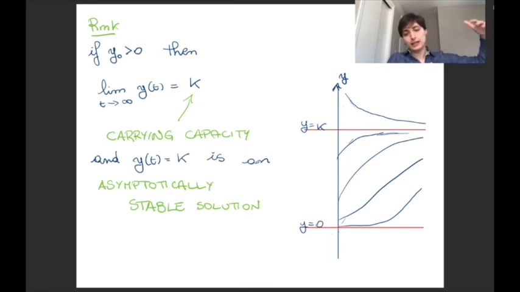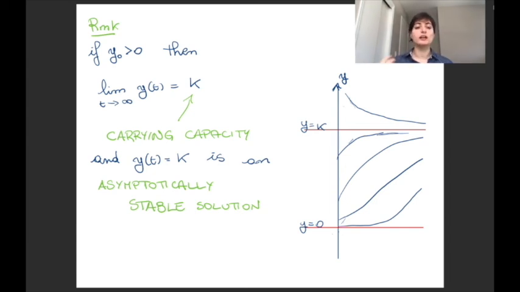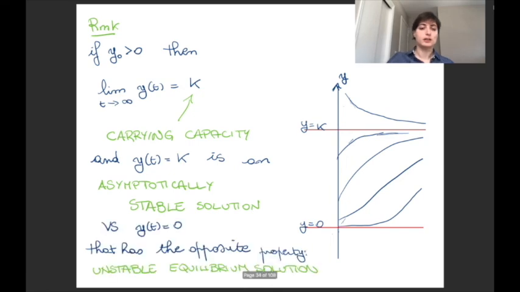Because of this behavior in which everything in the neighborhood moves towards y equals k when you tend to infinity, you call the solution y of t equals k an asymptotically stable solution. On the other hand, y equals 0 has the opposite property. Everything goes away from it. Maybe not that far away, in the sense that some of them go to k, but they all move away from it. It's called an unstable equilibrium solution.